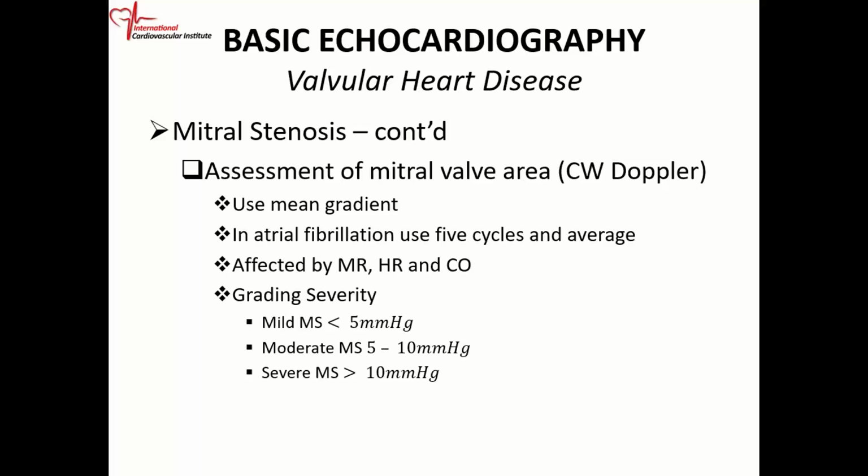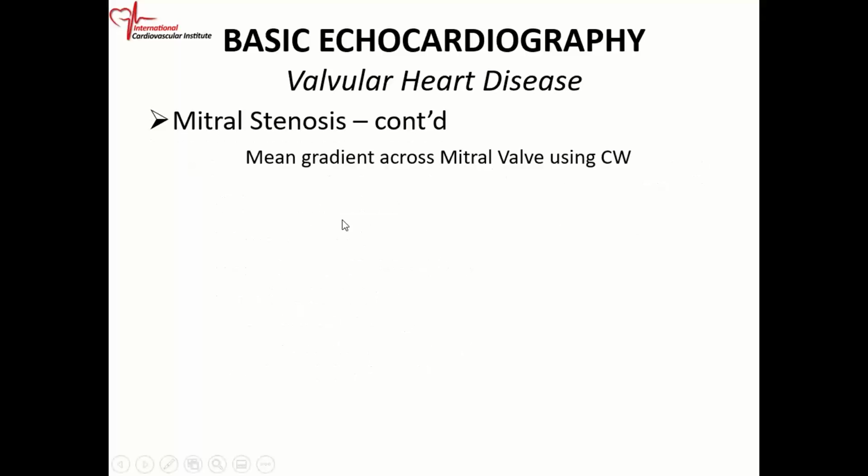One of the things you're going to do is gradients. And in order to do a gradient across the mitral valve, you have to use continuous wave Doppler. So the first thing you're going to do is your two-dimensional echo. Of course, you're going to look at the valve, and you're going to talk about the anatomy of the valve. You're going to describe that. So you measure the gradient, and we use the mean gradient. If the patient is in atrial fibrillation, you use 5 cycles and you average it. If the patient is in sinus rhythm, you use 3 cycles and you average. This is the old criteria, so we'll just skip that.